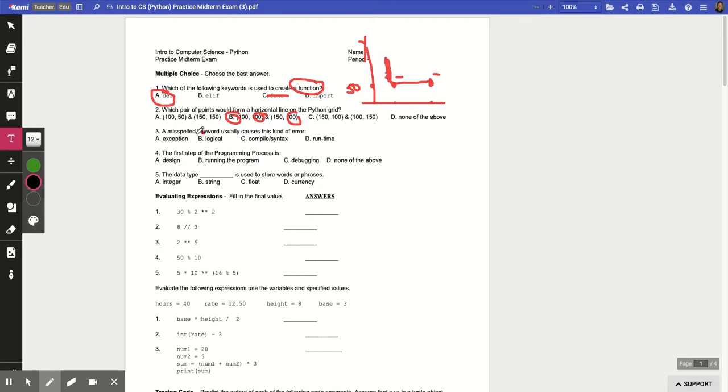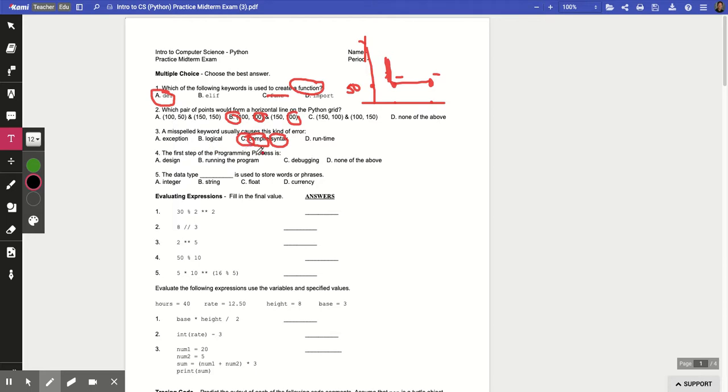Number three, if you misspell a keyword like in part number one, that DEF, if you misspelled it and spelled it like DIF, that would be what we call a syntax error. Some teachers call it a compile error. Either way, the answer is C. When you misspell a built-in keyword to the Python programming language.